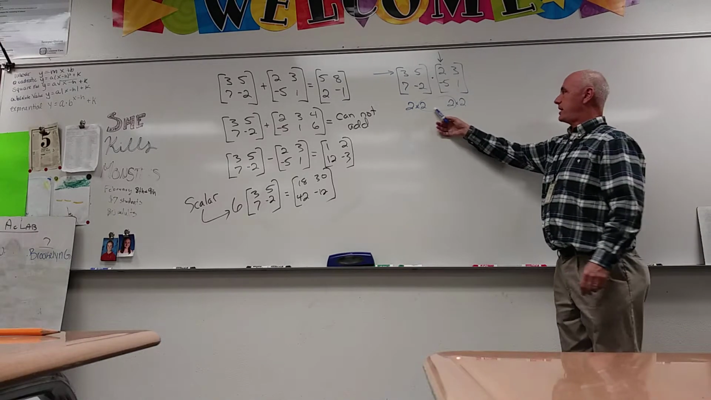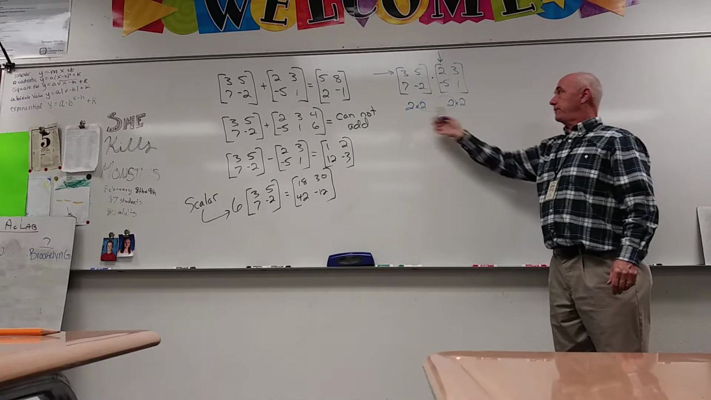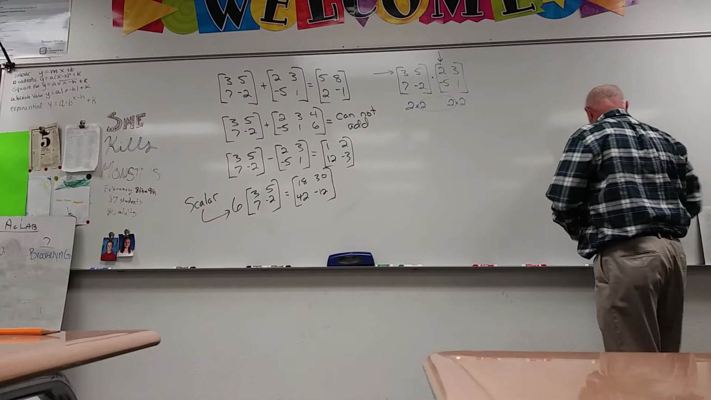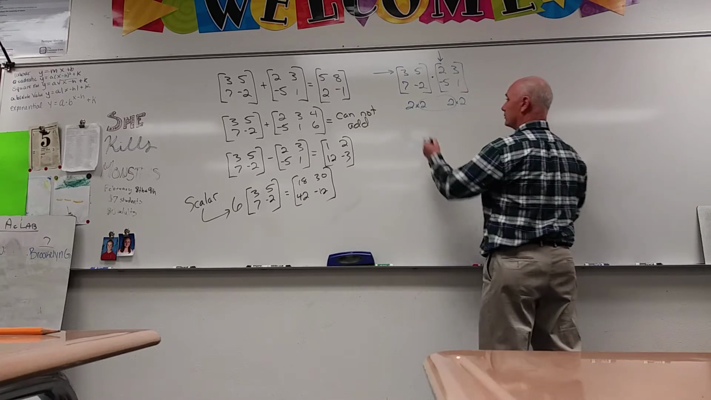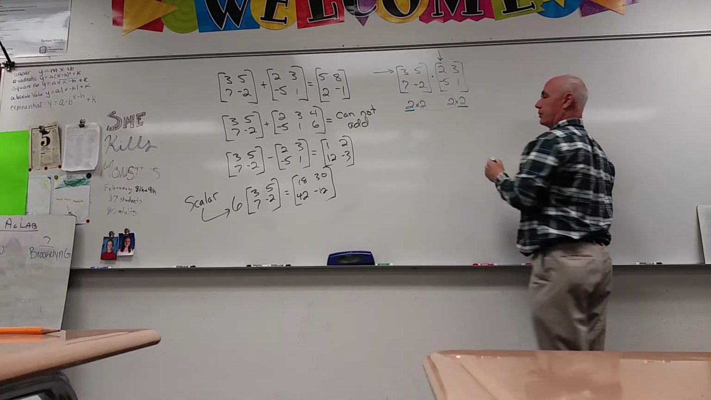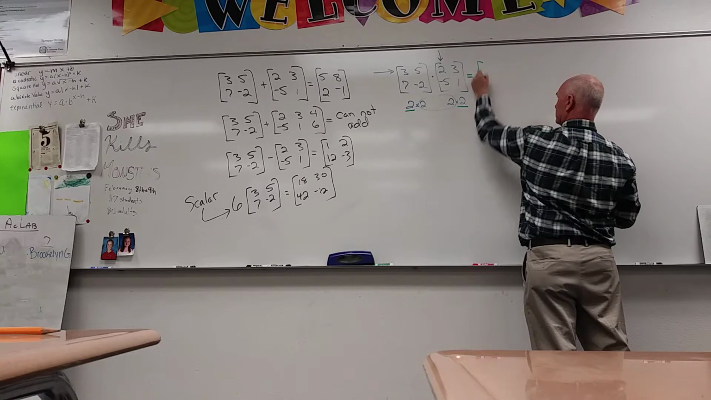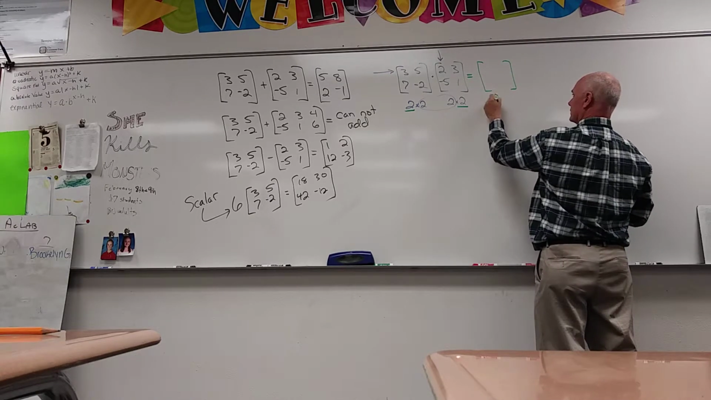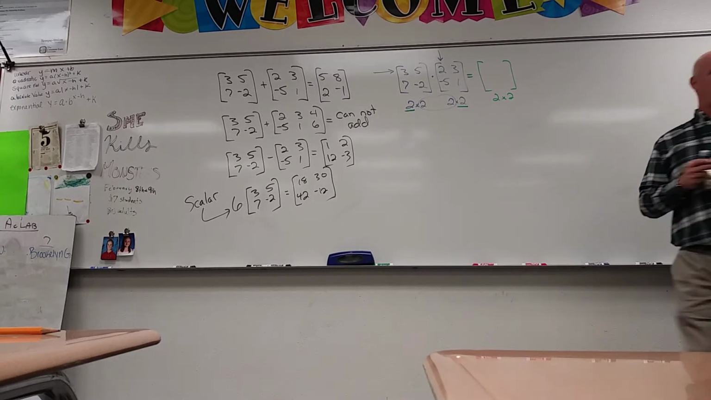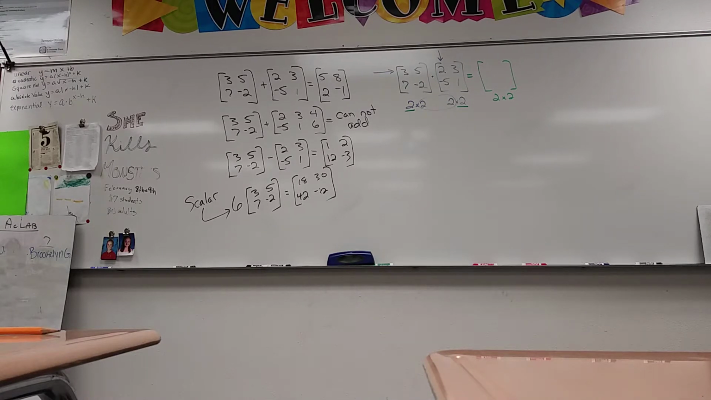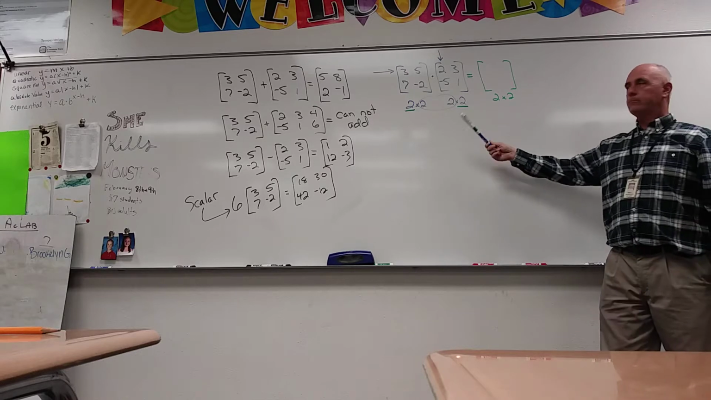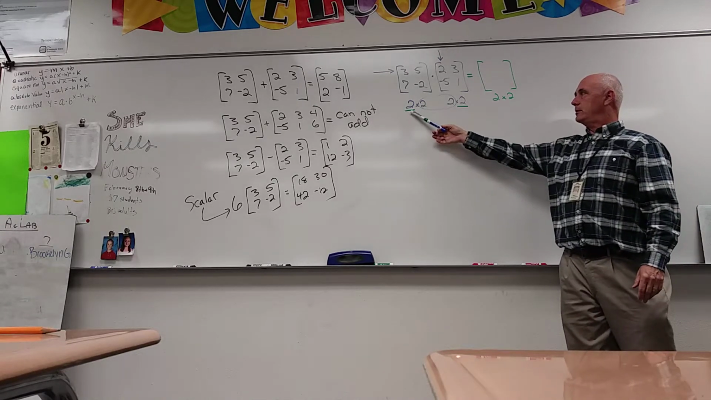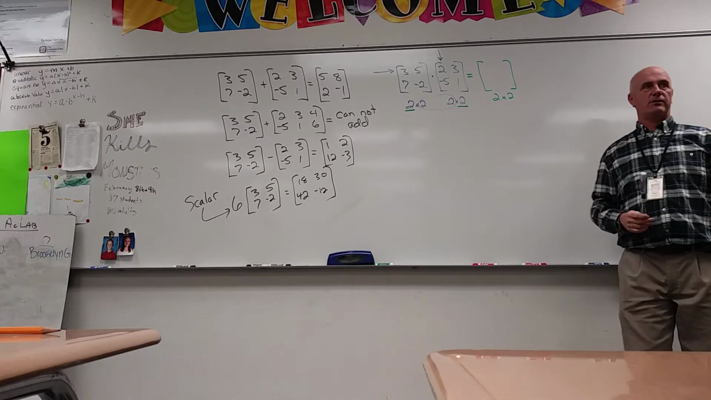Middle two numbers must be the same. The outer numbers, the first and the last numbers, are the dimensions of our answer. In this case, this is all very straightforward because we have a 2 by 2 times a 2 by 2, which gets us 2 by 2. But you'll see this in a little while, that this can get a little more complicated. As long as you remember this stuff, you'll be fine. Two middle numbers must be the same. The outer numbers are the dimensions of the answer.